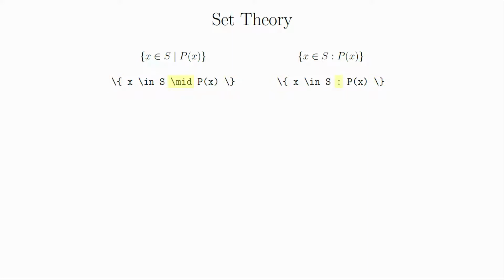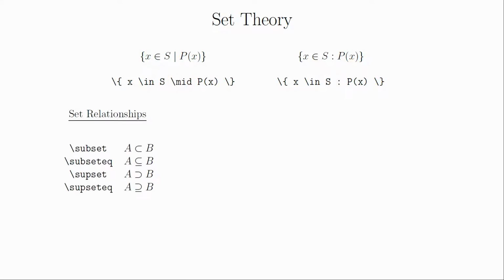In set builder notation, the such that symbol can either be a colon or \mid. Avoid using the pipe symbol here because it doesn't handle the spacing properly. We will also need symbols to indicate relationships and operations between sets. We'll start with the basic set relationship of subset and superset.